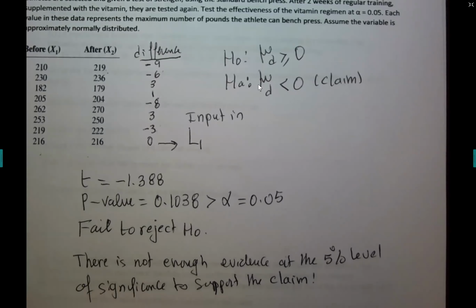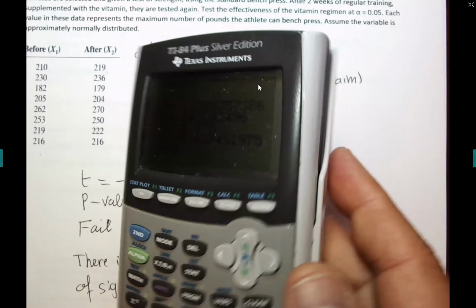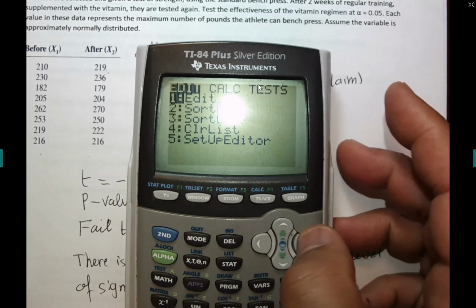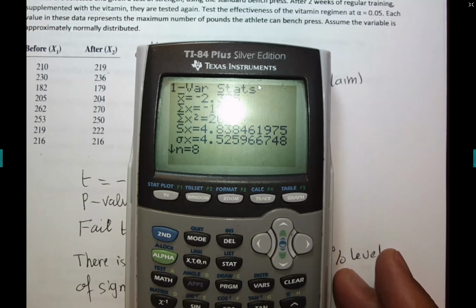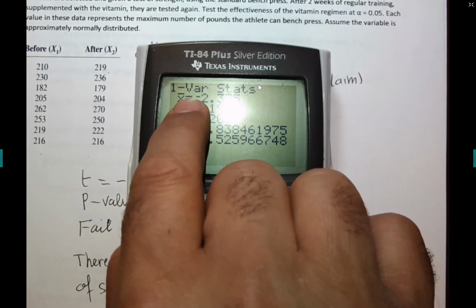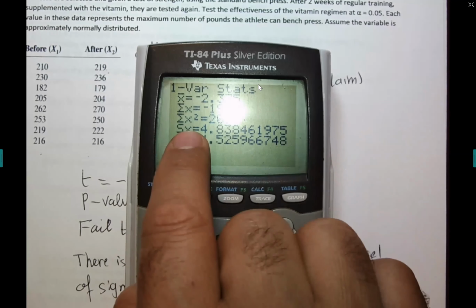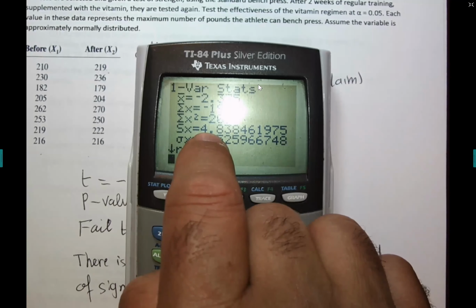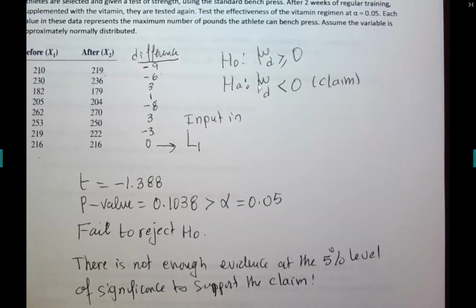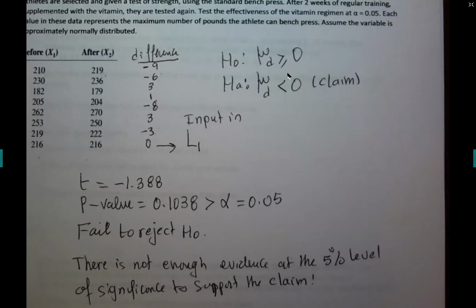And if you're asked to find the mean and the standard deviation of the difference, guys, for this one, again, you just go to stat, calc, one variable statistics, and just hit enter. This is the mean of the difference, which is negative, and this is S because it's a sample. That would be the standard deviation right here. All right, that's it. Quick question.